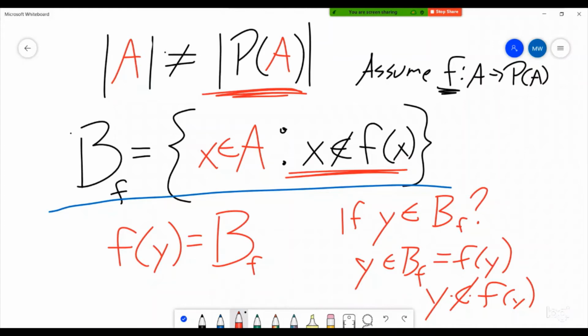Any other questions with the Barber set or with cardinalities? I know it can be confusing. Can we do an example where we use the Barber set?